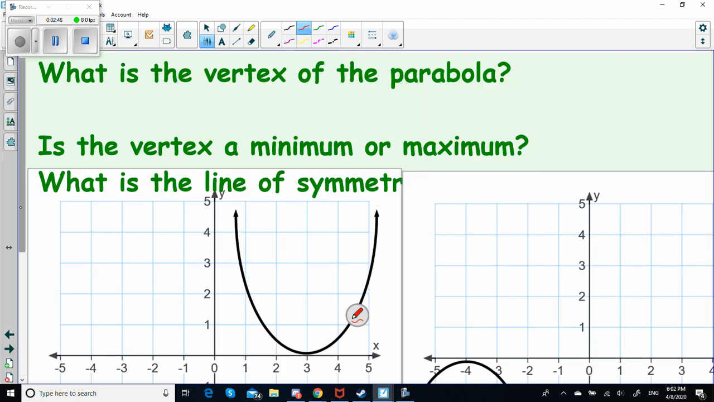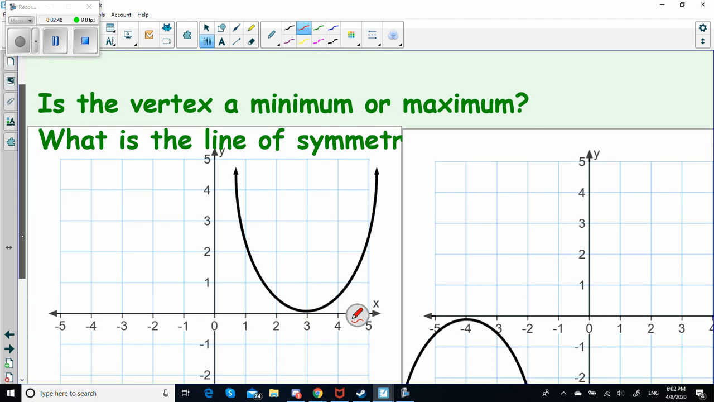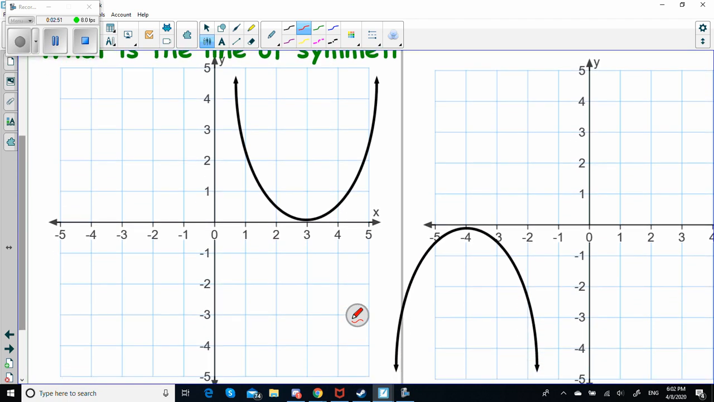So I've got some that you can try here. If you want to push pause, I'd like you to tell me whether it opens up or down, the vertex, the line of symmetry, and if it has a maximum or a minimum. So this point right here is called the vertex. That vertex is 3, 0. The line of symmetry is the fold down the center. That is x equals 3. This vertex is the minimum on this parabola, and it opens up obviously kind of like a smile.